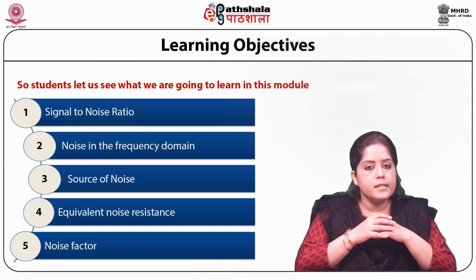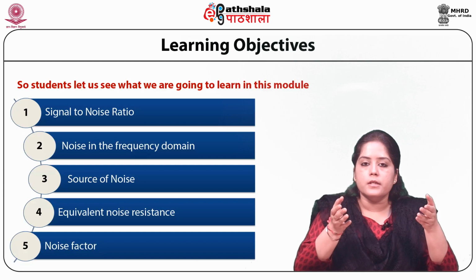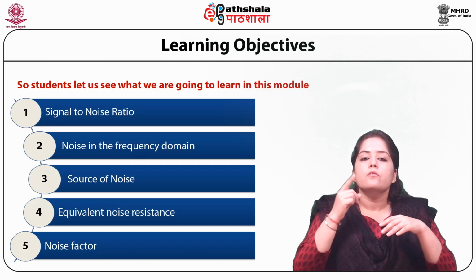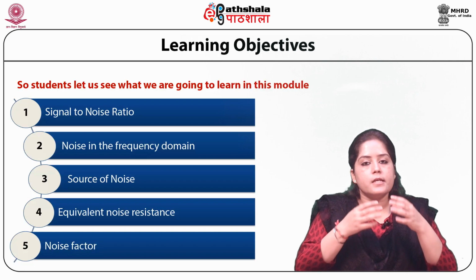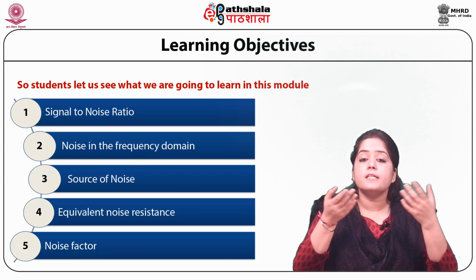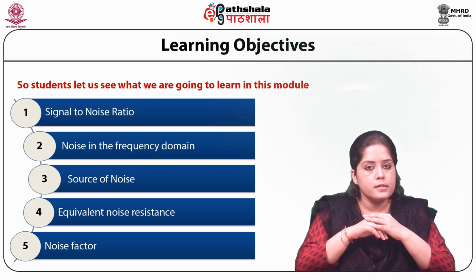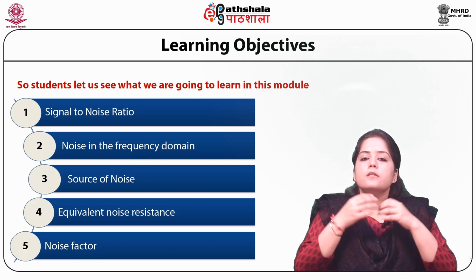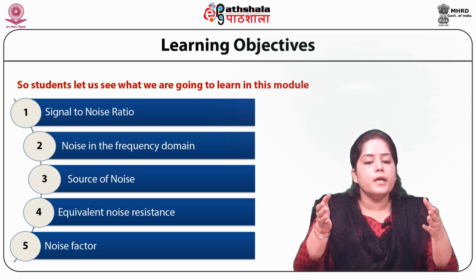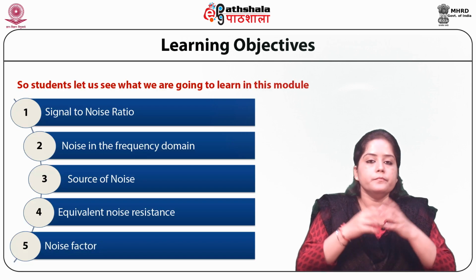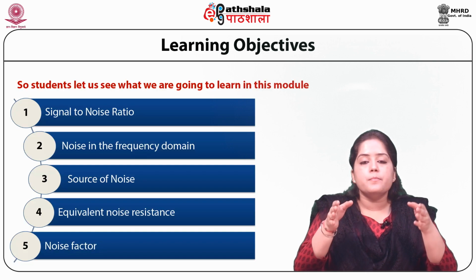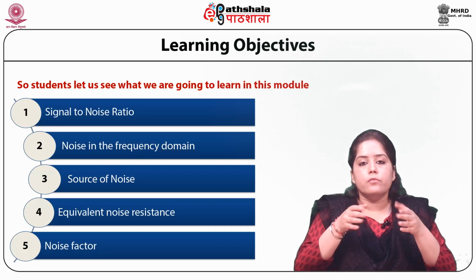Today we are going to discuss the module Signal to Noise Ratio from the paper Electronics. So students, let us see what we are going to learn in this module. First, we will discuss the signal to noise ratio, that is its definition and significance. Second, the noise in the frequency domain will be discussed. Thirdly, various types of sources of noise will be discussed.